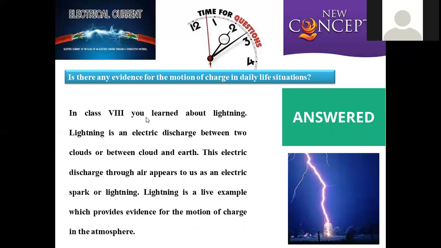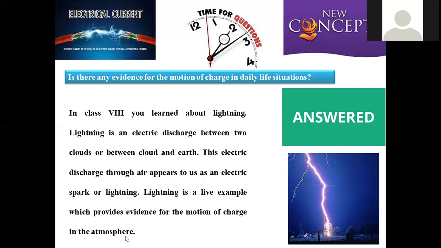In class 8th, you learned about lightning. Lightning is an electrical discharge between the clouds and earth, which also has a high extent of energy; high voltage is possible with this. This electrical discharge through the air appears to us as an electrical spark or lightning. Lightning is a live example which provides evidence for the motion of charge in the atmosphere.